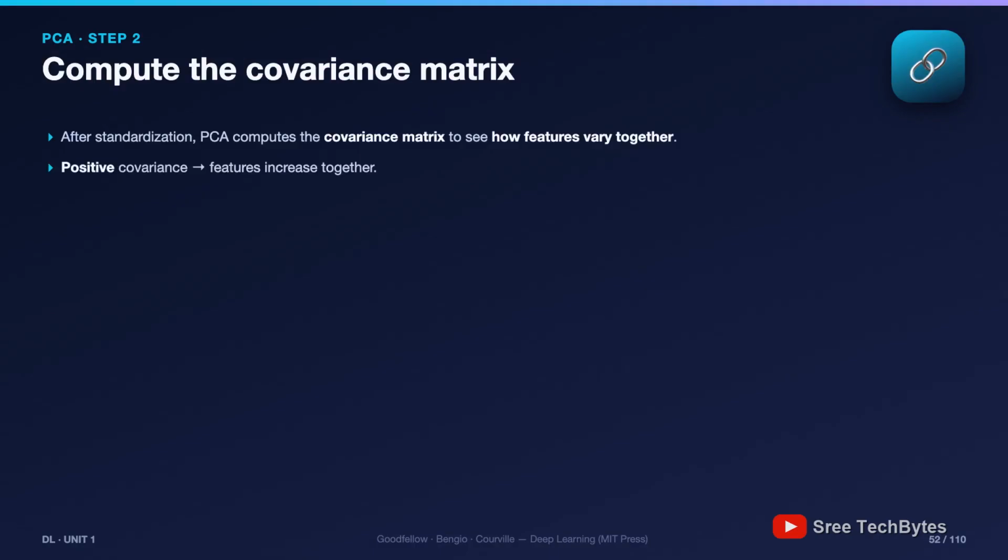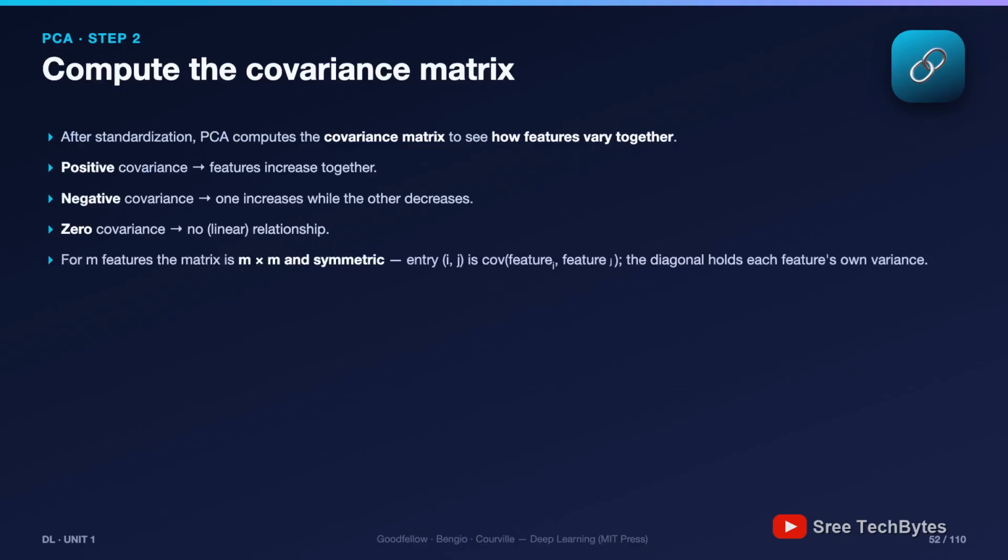If both features tend to be above average together, positive products, positive covariance. If one is up while the other is down, negative. Around 0, no linear relationship. For a dataset with, say, height, weight and exam score, we get a 3 by 3 matrix. Height and weight, large positive entry. Height and exam score, about 0, as you'd hope.